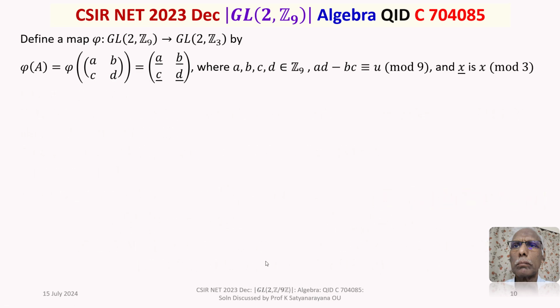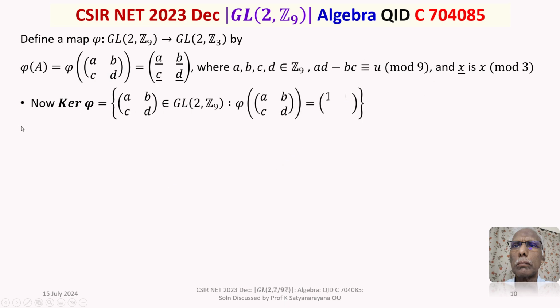Right. What is it that we want now? We want the order of ker phi. To find order of ker phi, first find ker phi. What is ker phi? The set of all those matrices from GL2Z9 such that phi of the image of that matrix is the identity matrix.